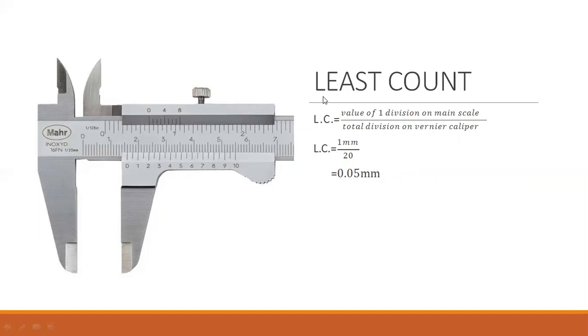So last count varies from manufacturer to manufacturer. Every manufacturer has their own specifications. The last count formula is the same: you divide the main scale division by the total divisions on the vernier caliper.